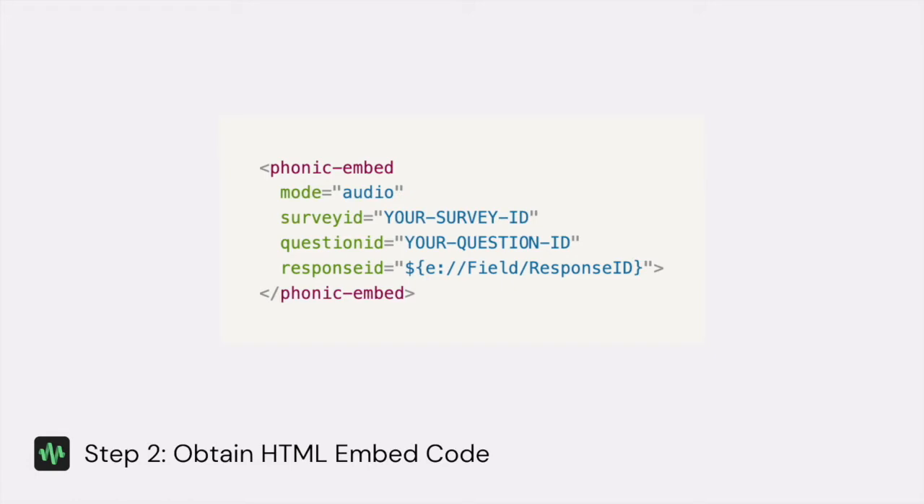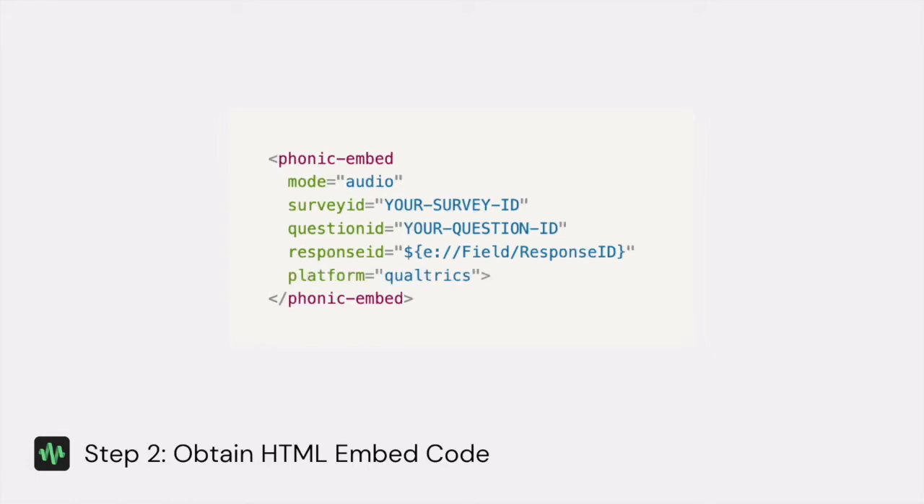If you would like to make your audio questions mandatory in Qualtrics, then we will want to add the attribute platform and set it to equal Qualtrics. This will essentially hide the Qualtrics next arrow at the bottom of the page and use the Phonic submit button to move the survey forward. This HTML template can also be found below.